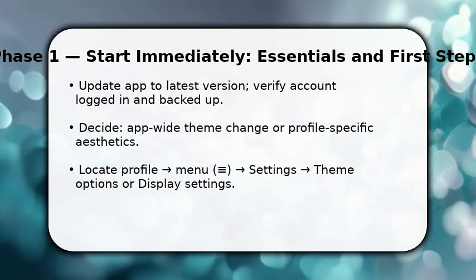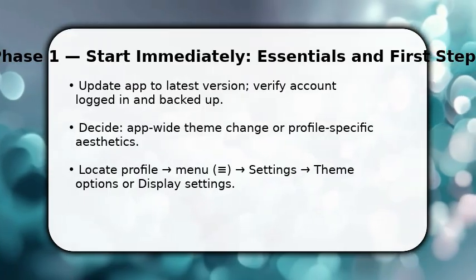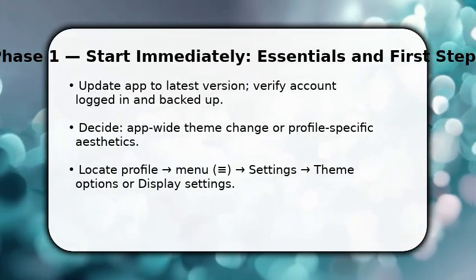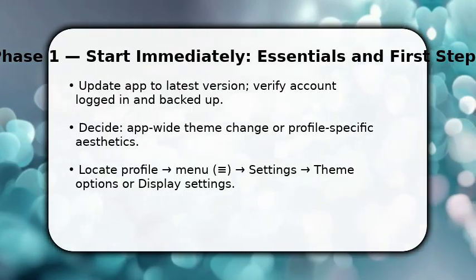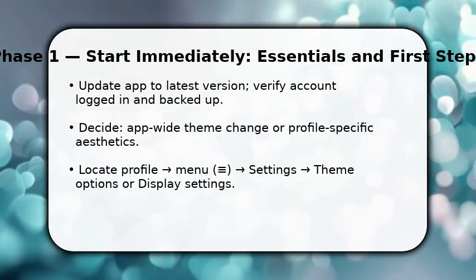You begin by updating the Instagram app and confirming you're logged in. This avoids missing theme options. Next, decide if you want an app-wide dark/light theme or a custom profile look. That choice guides the steps.